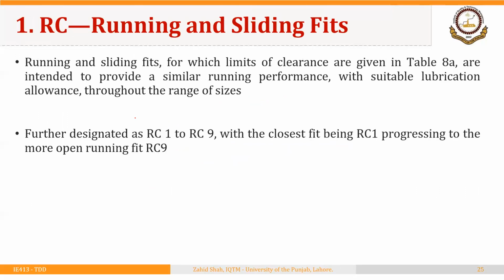So first we will discuss RC, running and sliding fits. Running and sliding fits, for which limits of clearance are given in table 8A from Machinery's Handbook, are intended to provide a similar running performance with suitable lubrication allowance throughout the range of sizes. They are further designated as RC1 to RC9, with the closest fit being RC1, progressing to the more open running fit RC9.